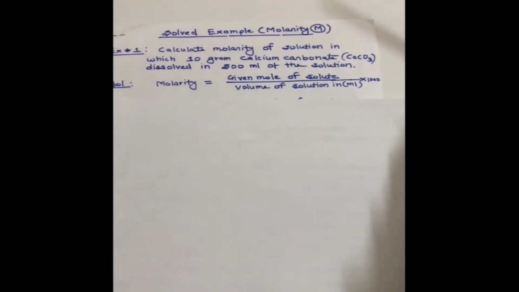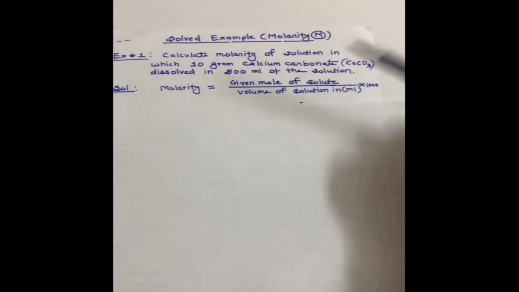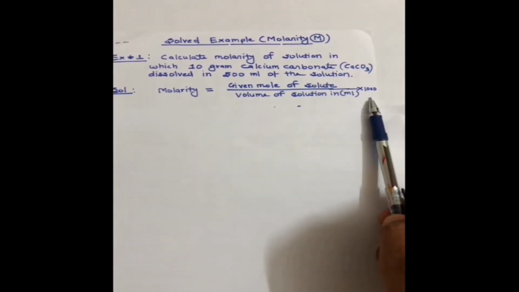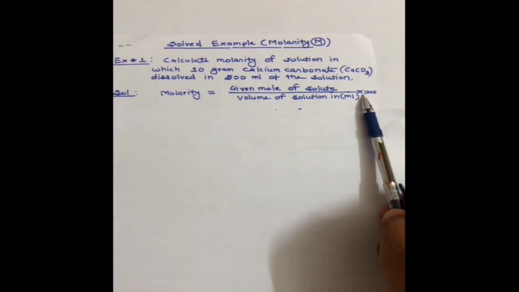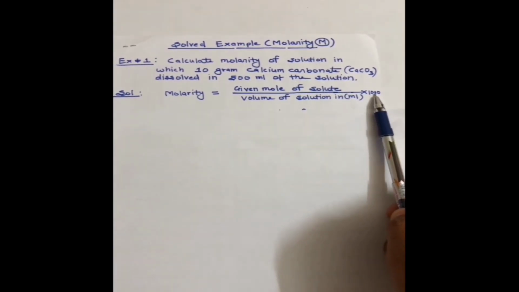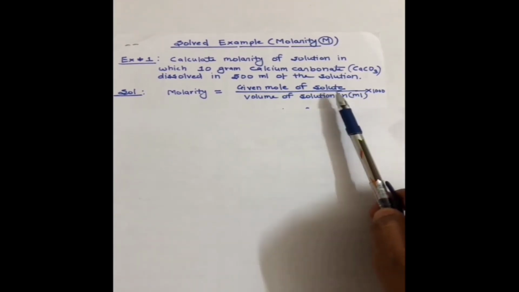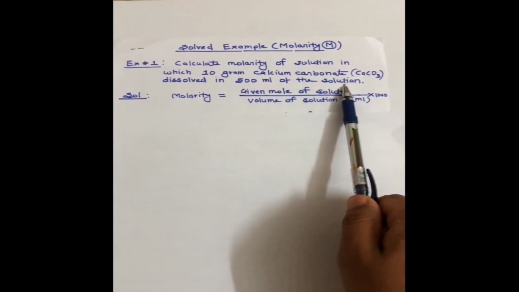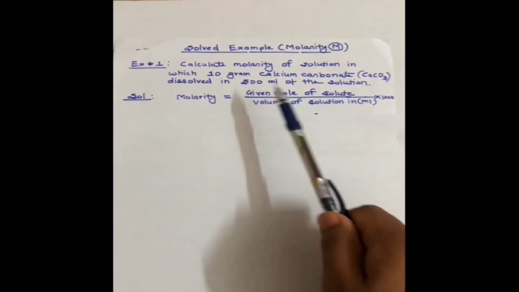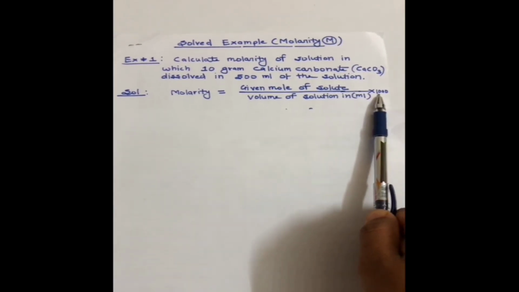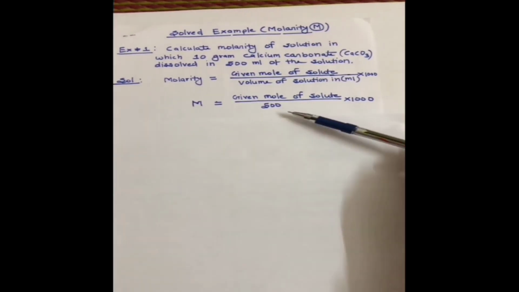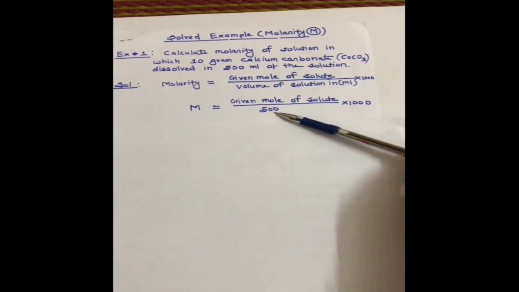We have an expression for molarity: molarity equals given mole of solute divided by volume of solution in ml into 1000. Why did we multiply by 1000 here? Because the volume of solution is in ml. That's why we multiplied by 1000. The volume of solution is 500 ml.